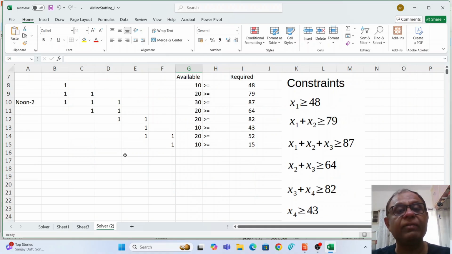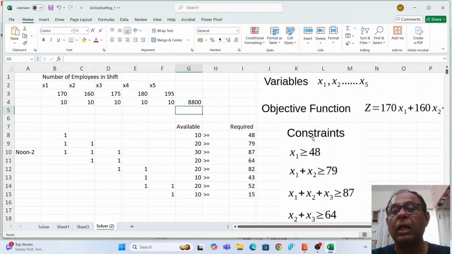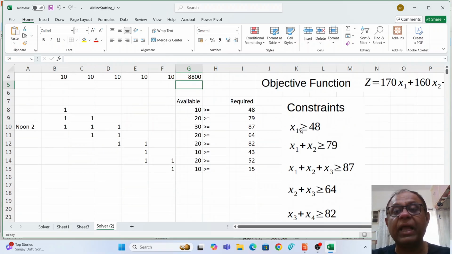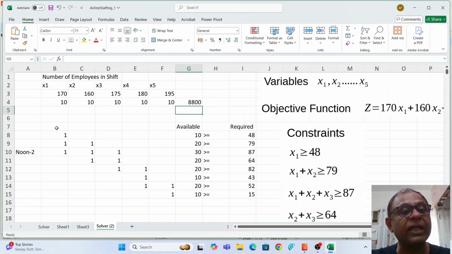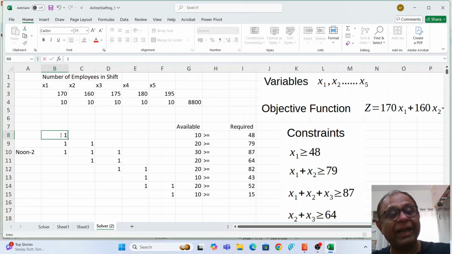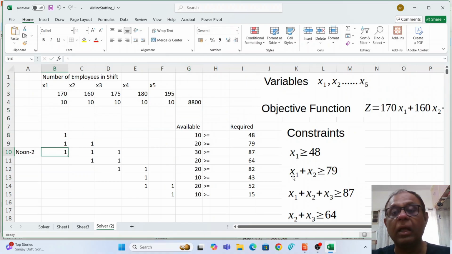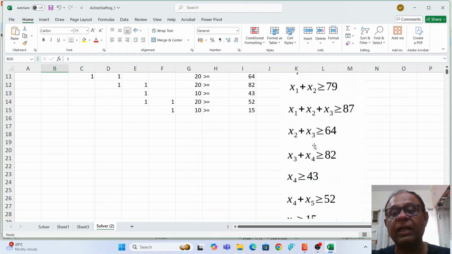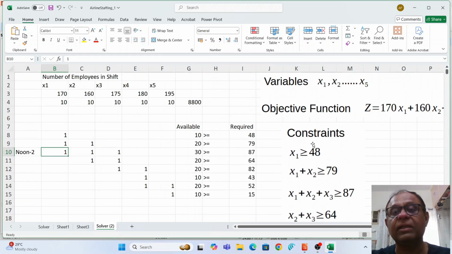Now let us go ahead with constraints. The constraints here are x1 greater than or equal to 48. So under x1 we just enter 1 here. Now x1 plus x2 greater than or equal to 79. So under x1 and x2 we just write 1 and 1, and we complete this for each and every constraint that we have here. Okay, so these are the constraints.